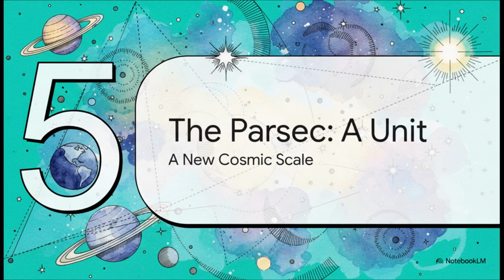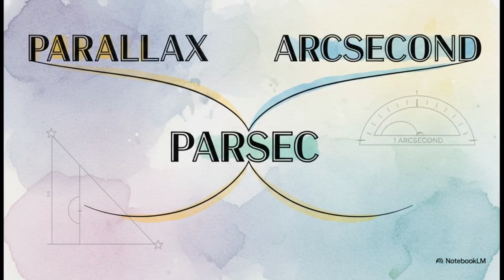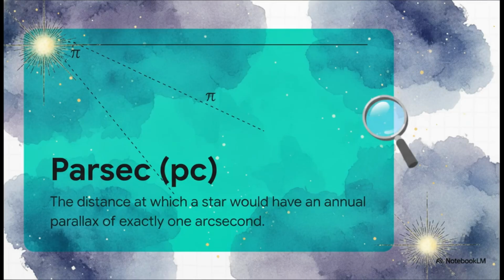unit of distance. And that brings us to our final section, the parsec. Unlike meters or miles, which are historically arbitrary, the parsec's definition is derived directly from the geometry of our measurement. Its very name is a portmanteau, a combination of the words parallax and arcsecond, which tells you exactly what it is. Here is the formal definition.